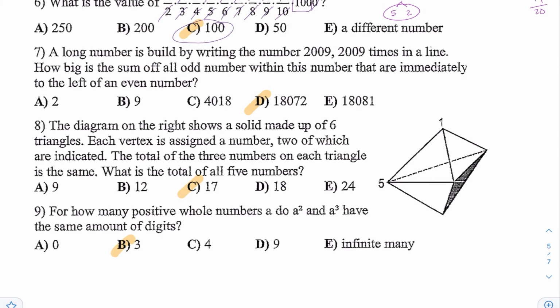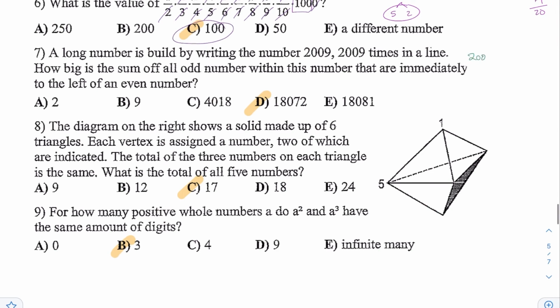Next, for number 7, a long number is built by writing the number 2009 times in a line. How big is the sum of all the odd numbers within this number that are immediately to the left of an even number? So here you have to make a really big number, etc. And you want to figure out the sum of all the odd numbers within this number that are to the left of an even number. So here in this case, it will be the 9s, because there's only a 9 that's to the left of an even number.